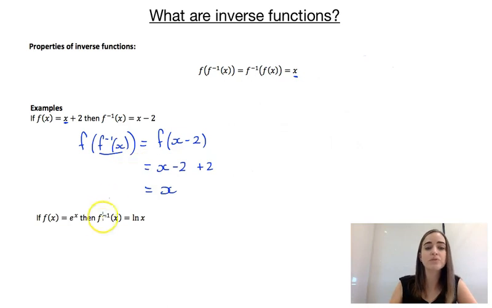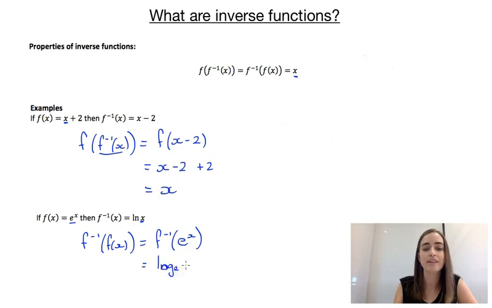So one last example, and this one I'm going to do the other way around instead. So if my original function is e to the x, my inverse is ln x. So if I wanted to find f inverse of f of x, then I'm going to have f inverse of, f of x was my e to the x. So that means everywhere there was an x here, I'm going to replace it with e to the x. So that means I'd have ln, or I could write it as log to the base e of e to the x, just so this is extra clear.